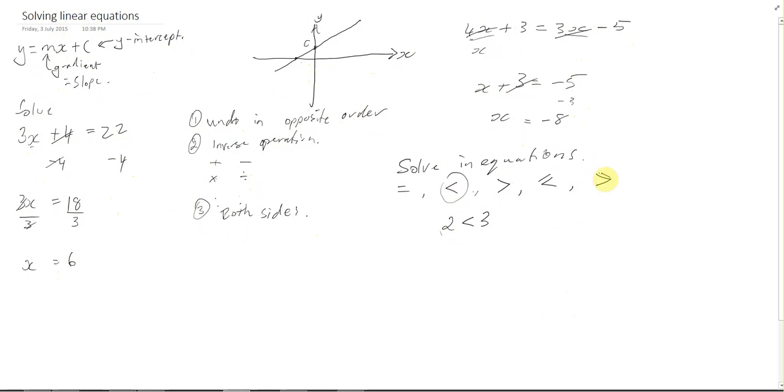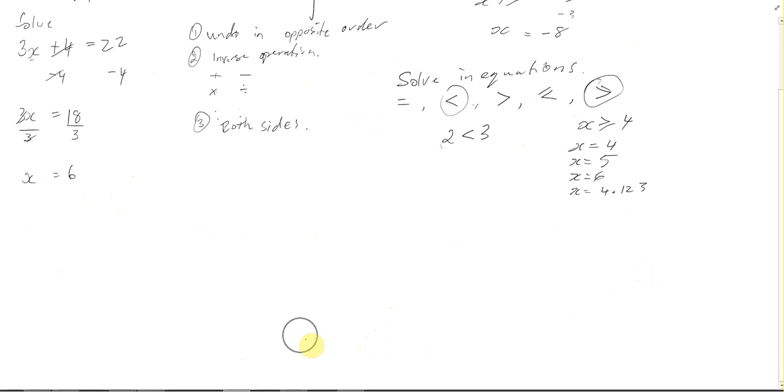Or let's try the greater than or equal to sign. If I said that x is greater than or equal to 4, that could mean that x could be 4, because that would be the equals, or x could be 5, or x could be 6, or x could be 4.123, because x is greater than or equal to 4. So the question we're going to be dealing with here is how do we actually solve an inequation?